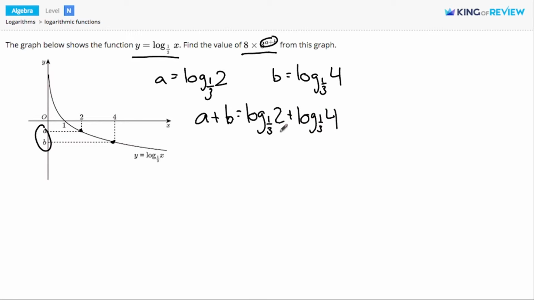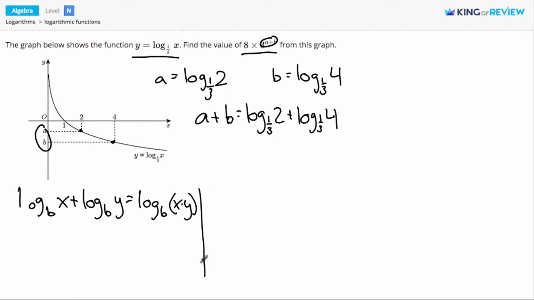Now, there's a nice property of logs that says if we have a log base b of some number x plus a log base b of some number y, we can combine these two together into the log base b of the product, x times y. So using that product rule, a plus b can be simplified into the log base 1/3 of 2 times 4, which is 8.